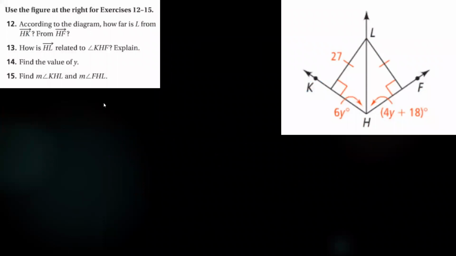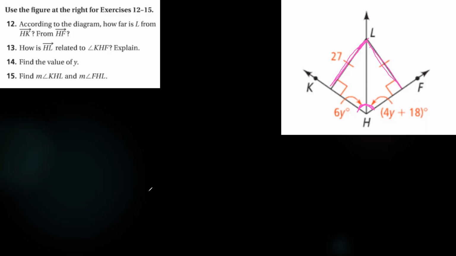Now, use the figure at the right for exercises 12 to 15. According to the diagram, how far is L from HK, from HF? The first one, let's start solving them one by one. Now, here, as you see, LH is an angle bisector of the angle KHF. Since it is an angle bisector, it cuts the angle into two equal halves, and it is equidistant from the sides of the angle.